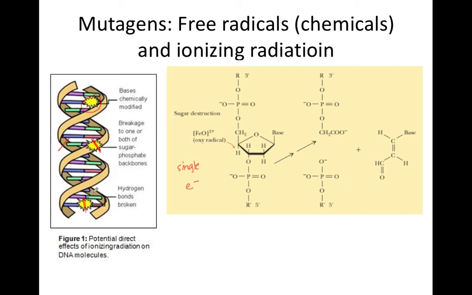Or it can cut between base pairs. So in this example, this is your phosphodiester bond, this is your sugar group, this is your nitrogenous base, and another phosphodiester bond here. In the presence of an oxyradical, it cleaves or cuts this part here, so that now you have a broken sugar-phosphate backbone. So this is basically a single strand break.